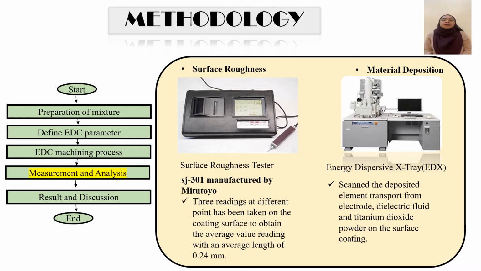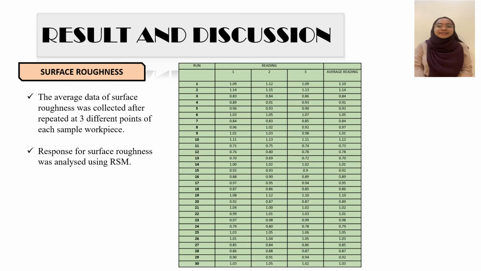The average length of diamond is set up to 0.44 mm. Next, the XRD is used to scan the deposited elements that are in the electrode, dielectric fluid and titanium dioxide powder on the surface coating. This is the result and discussion for surface roughness.